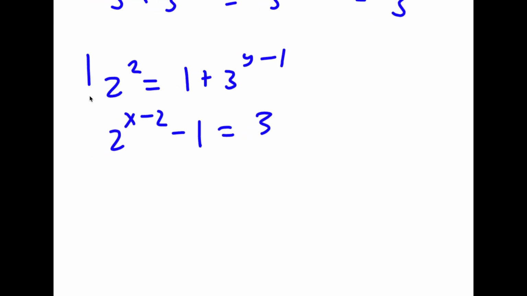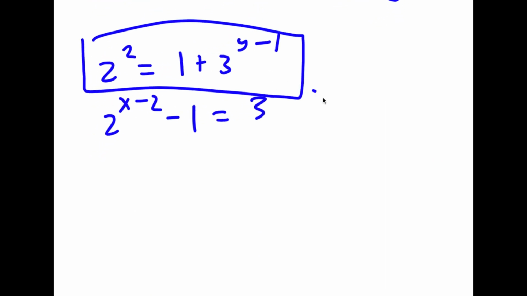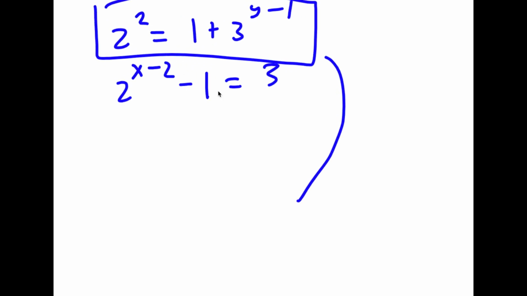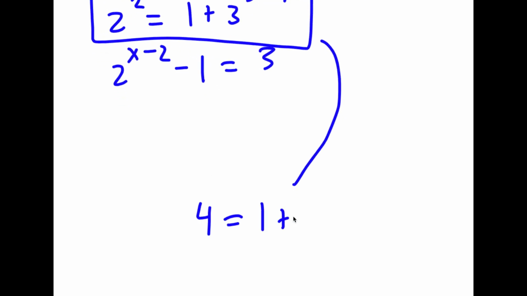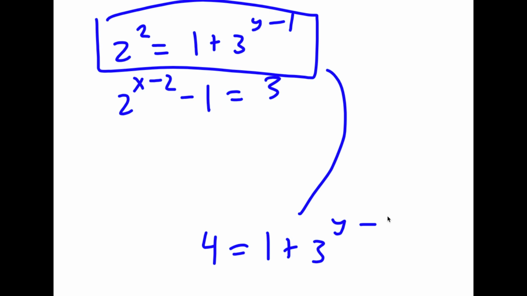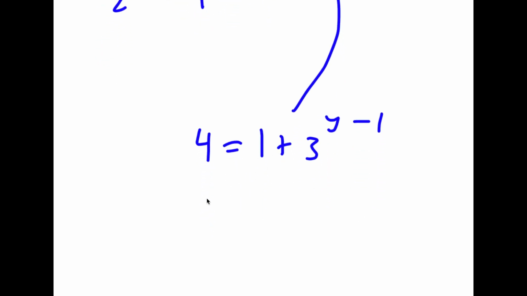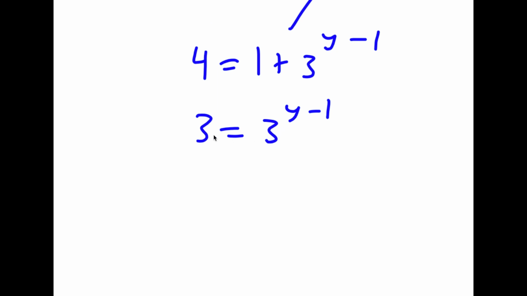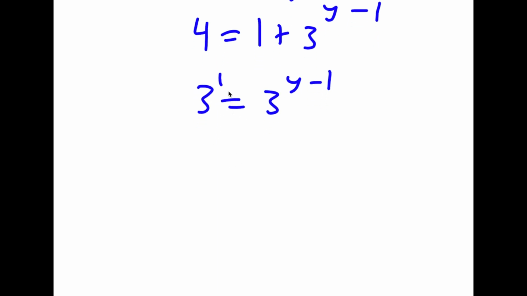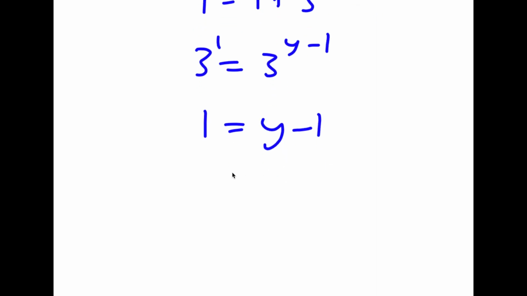So let's first go ahead and solve this first one. So I have 2 squared, which is the same thing as 4. So I have 4 is equal to 1 + 3^(y-1). Now if I subtract 1 on both sides, I get 3 is equal to 3^(y-1). And 3 is the same thing as 3^1. And since these two bases are the same, this means that 1 is equal to y - 1, meaning y is equal to 2.